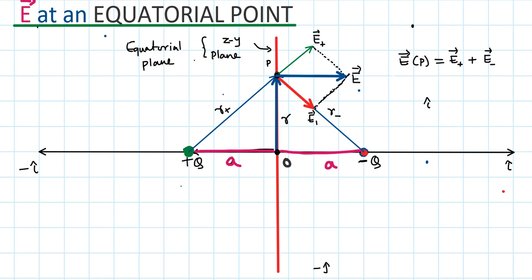Now the first result we know about the system is that the distance r plus is equal to the distance r minus. Okay, because it's an equatorial point and the distance from each charge must be the same. So this is a known fact. If that is the case, as you can see, the triangles plus q p o and minus q p o are congruent because they have the other two sides also equal. So three sides equal means the triangles must be congruent.